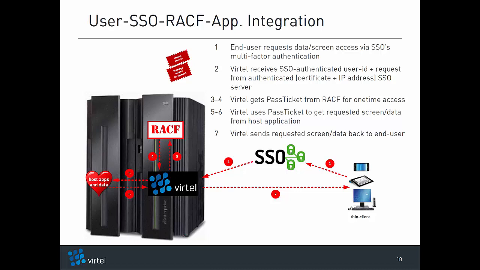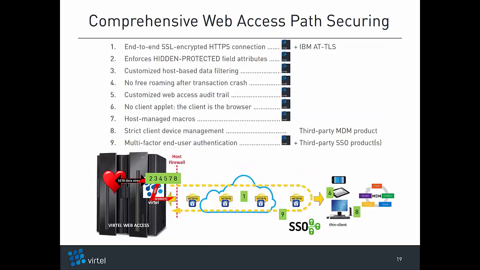Next, Virtel requests a pass ticket from RACF for one-time access to the requested host resource. Next, Virtel uses the pass ticket to get the requested screen or data from the host application. Finally, Virtel sends the requested screen or data directly back to the end user. This is pretty much how most such integrations work. One of the strengths of a system like that is that it doesn't move around any user ID or password.